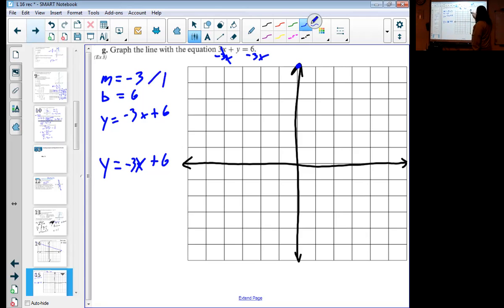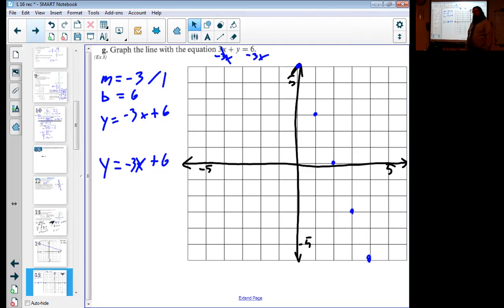So we go down 3 over 1, down 3 over 1, down 3 over 1, down 3 over 1. Oh, and I forgot to label this. So this is 1, 2, 3, 4, negative 5, 1, 2, 3, 4, 5.